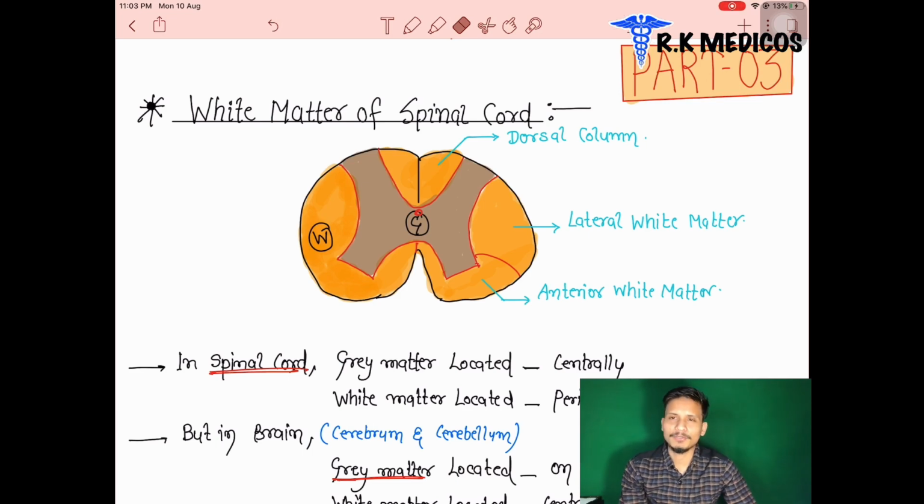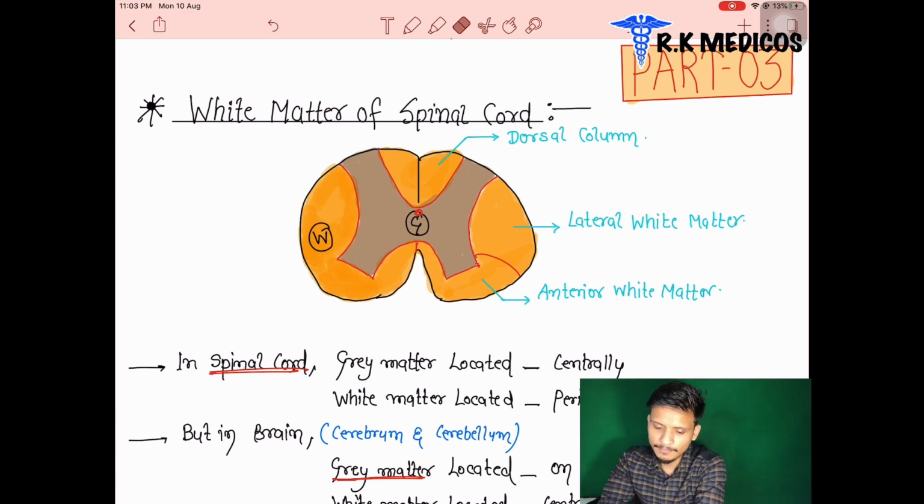So in part 3, we are going to see about the white matter. In the previous section, we already saw the gray matter of the spinal cord and the different nuclei located in the gray matter. What nuclei are present in the different regions: the anterior part, posterior part, intermediate part, or the lateral part of the gray matter of the spinal cord.